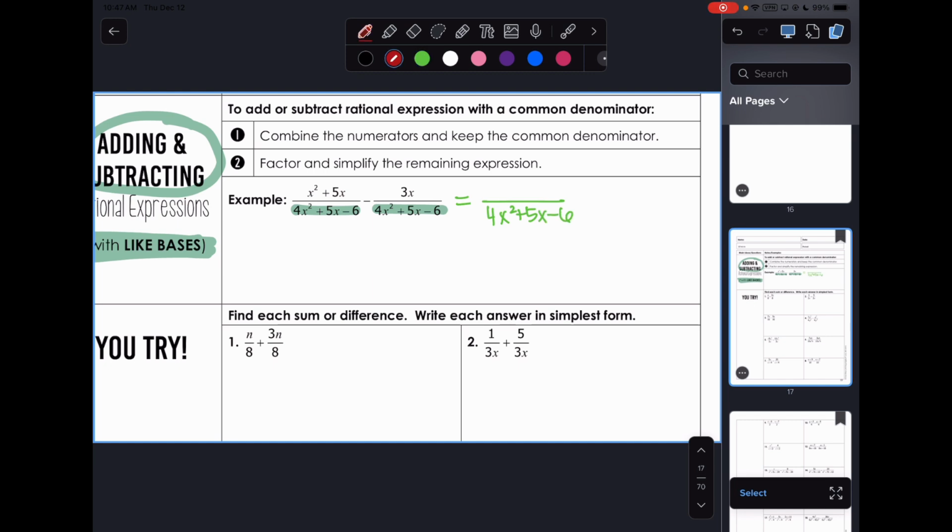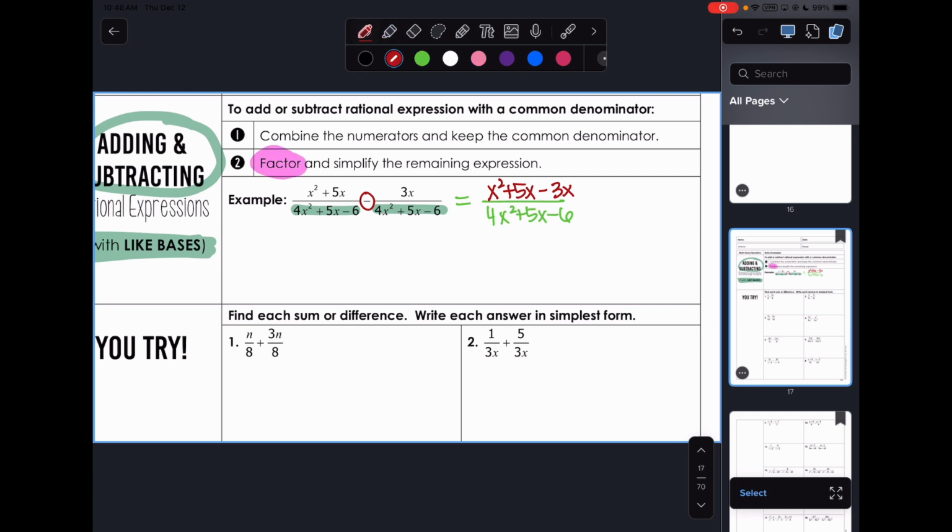Numerator can be combined. So I'm going to combine x squared plus 5x. That's a minus sign, so we're going to put a minus sign in front of the 3x. 3x is not the same as 3 plus x. 3x is just one single term. So you can combine that without worry. Okay? So just put minus 3x. Remember how I said you can't just knock things out? How can we knock things out? Like, how can we simplify things? That's why it says right here, factor and simplify the remaining.